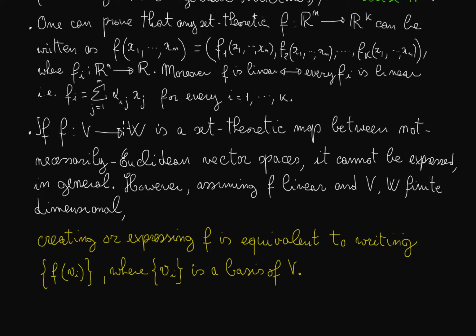If f is a set-theoretic map between not necessarily Euclidean vector spaces, remember that in the previous case, when we had an in-coordinate expression of f, we were assuming that the domain and the codomain were Euclidean spaces. In this case, we are not assuming it. Actually, we are not making any assumption on V and W. And the result is that, in general, we cannot really express f.